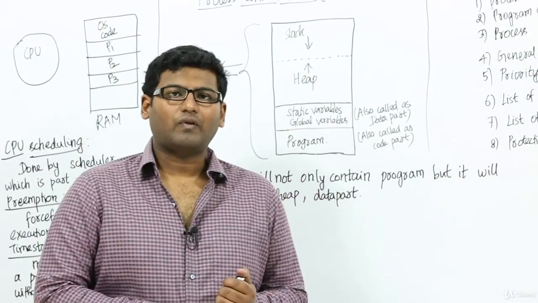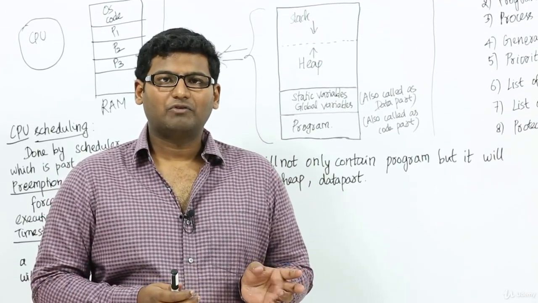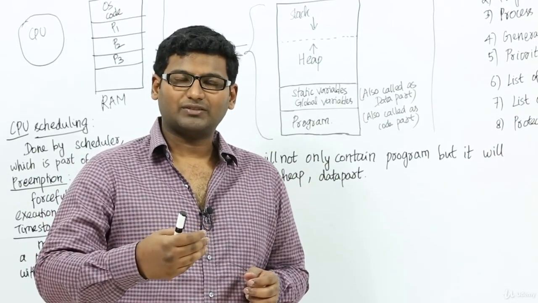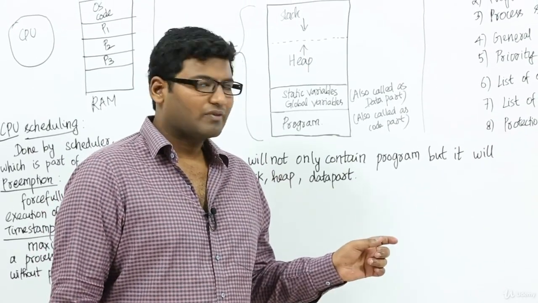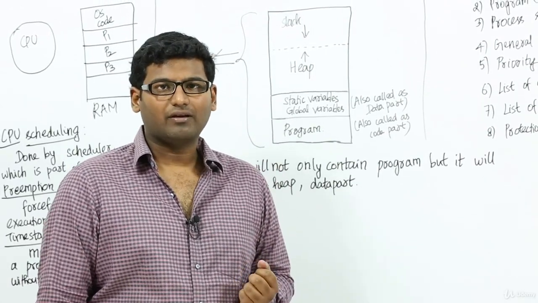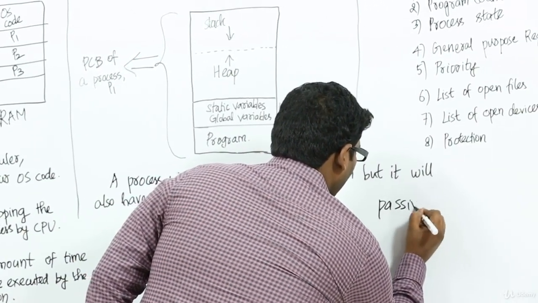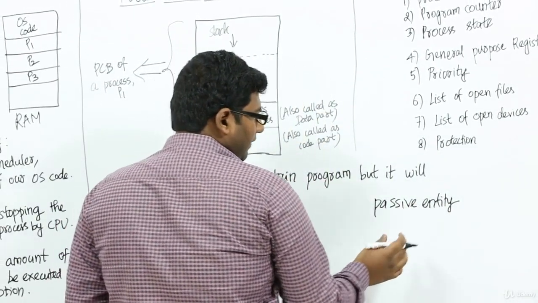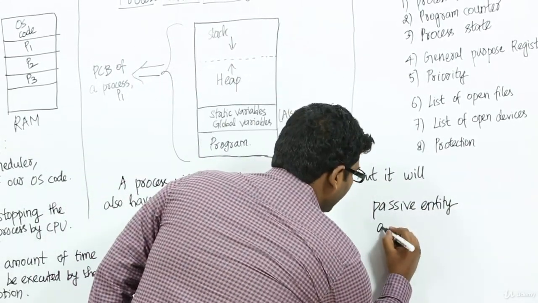So far we have seen that whenever a user opens a program, a process will be created. Which means if a user opens a program three times, three processes will be created for the same program, right? Now this program for which the process is created is also called a passive entity. Whereas the process which is actually created for the program is also called an active entity.